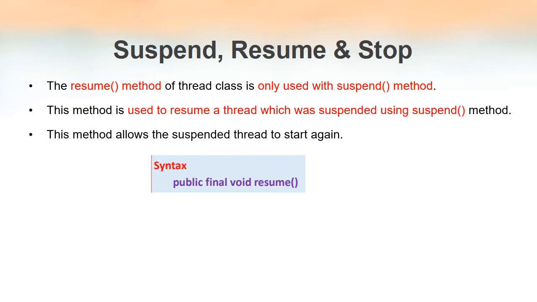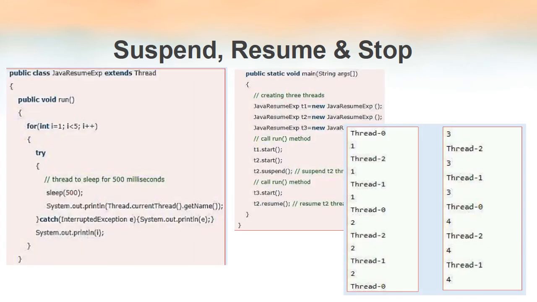So that's an important point that we have to keep in mind, that is the resume method is used only with the suspend method. That means we can start the thread that was suspended using the suspend method by using the resume method. If the thread was suspended by something else, we cannot use the resume method to start it again. I hope it is clear. We will see an example of how suspend and resume methods work together.